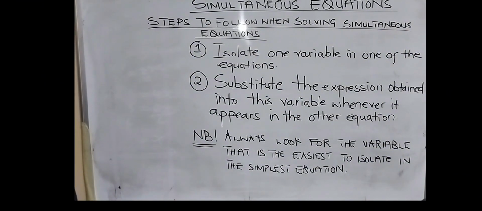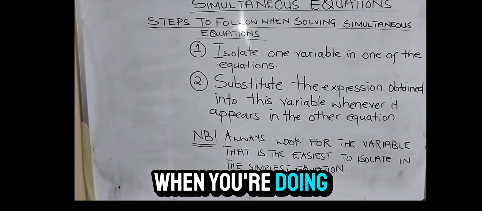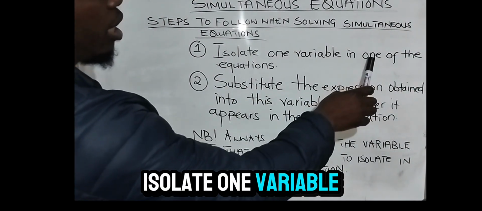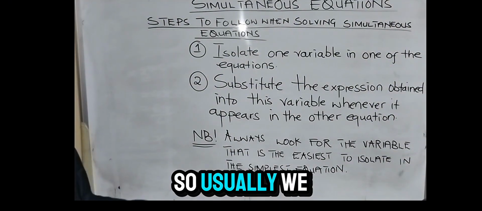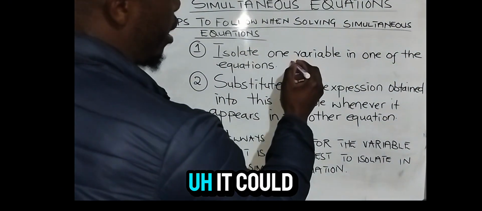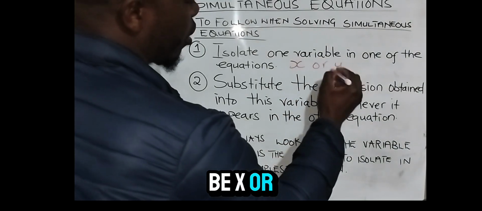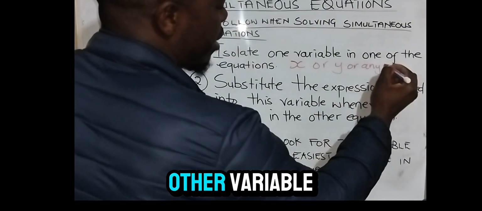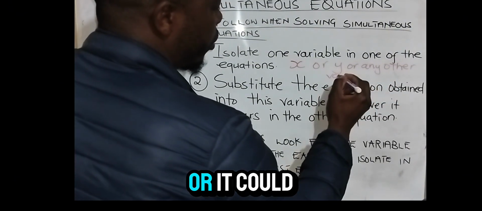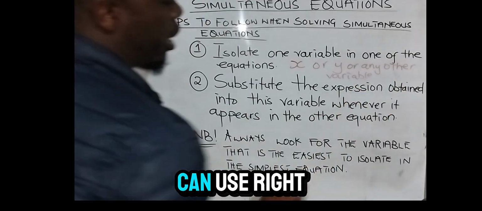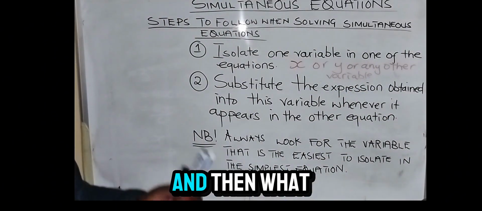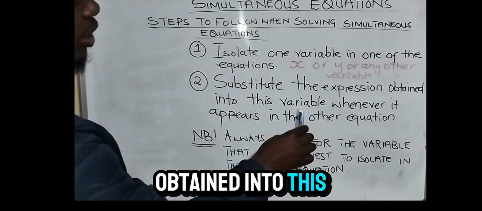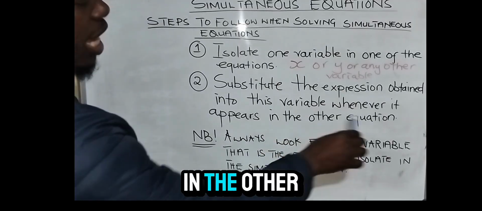Great. So what are the steps to follow when you're doing simultaneous equations? Step number one, you need to isolate one variable in one of the equations. So usually we use two variables. It could be x or y or any other variable that you can use, right? And then what are you going to do after that? You need to substitute the expression obtained into this variable whenever it appears in the other equation.